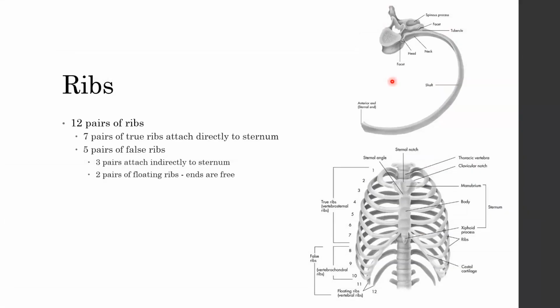The next 5 pairs of ribs is what is categorized as false ribs. And these ribs either indirectly connect to the sternum or they don't connect at all. And they're essentially floating ribs.